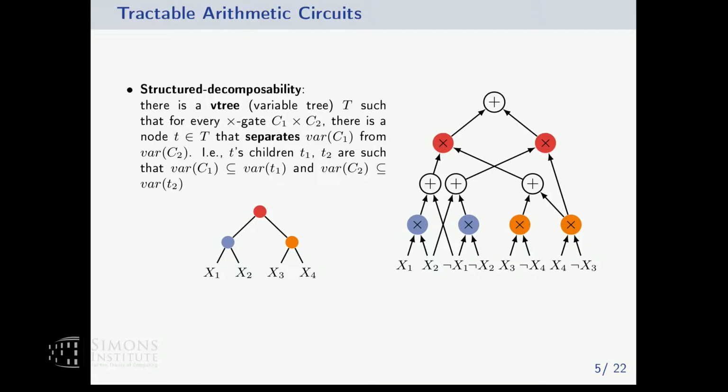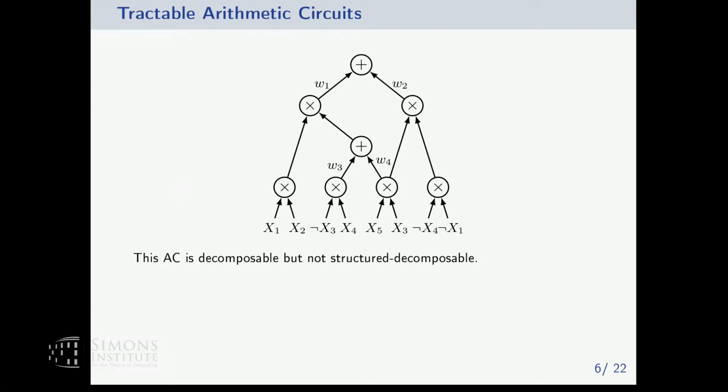And the last two, they are both separating x1, x2 from x3, x4, which is what this red node is doing in the V-tree. So if I can do this coloring in a way that is consistent with the V-tree, then I say that my arithmetic circuit is structured decomposable and that it respects this V-tree.